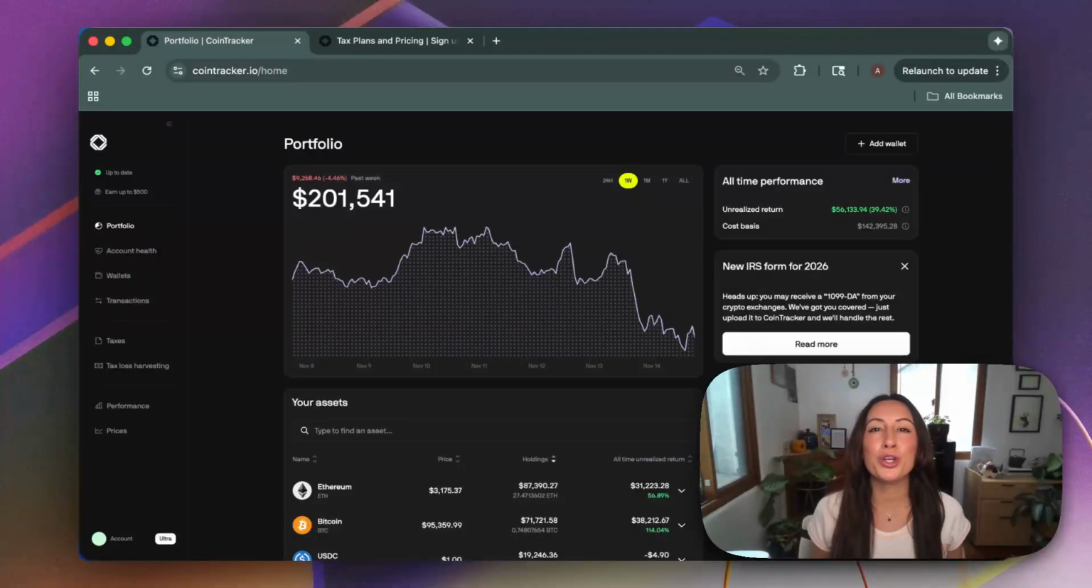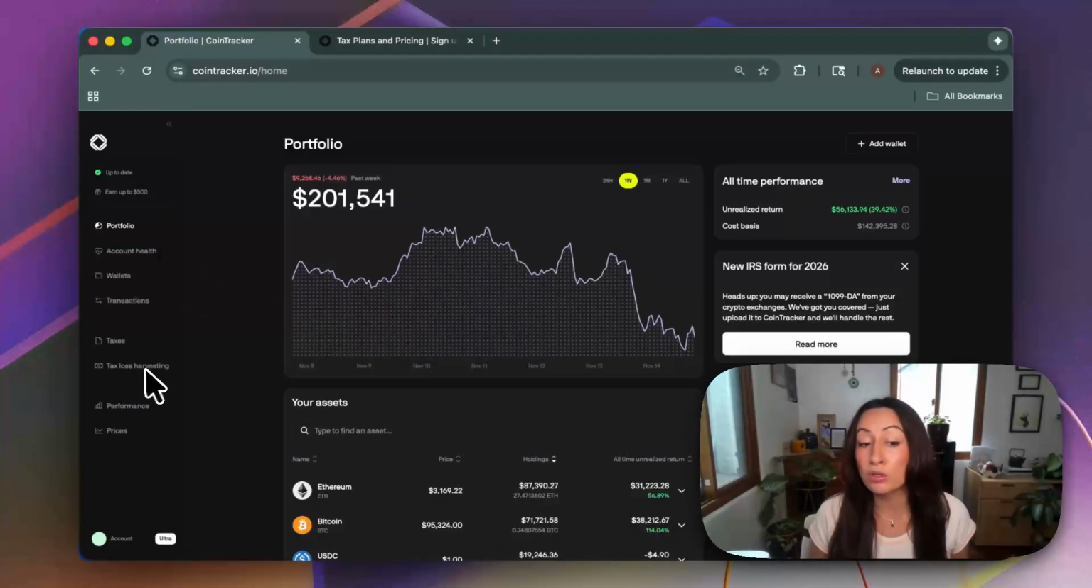Hey everyone, I'm going to show you how to use CoinTracker's tax loss harvesting dashboard to potentially lower your tax bill before December 31st. This isn't financial advice, just a walkthrough of how the tool works. Tax loss harvesting simply means selling crypto that's gone down in value to offset gains you've made on other assets. It's one of the easiest, most overlooked ways to lower your taxable income for the year.